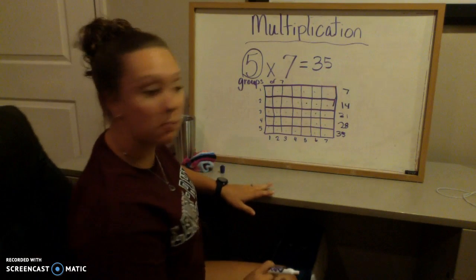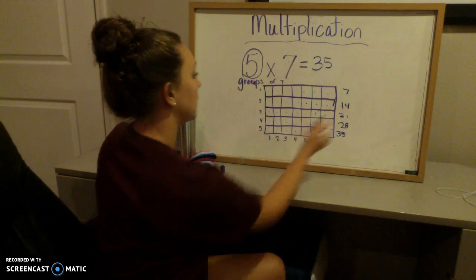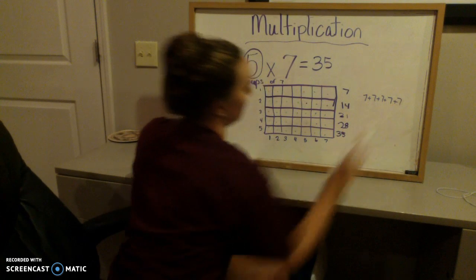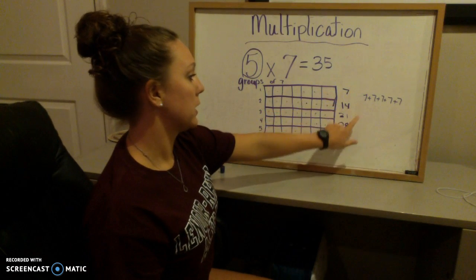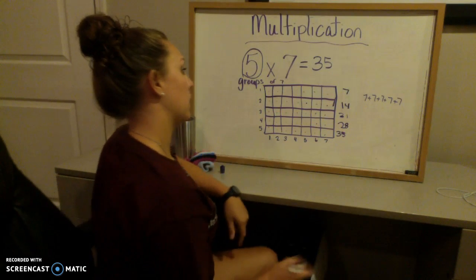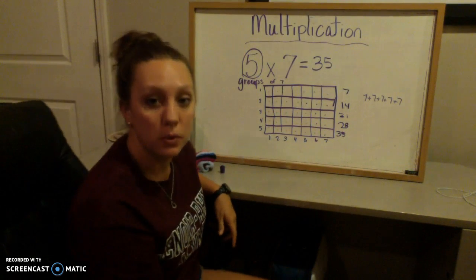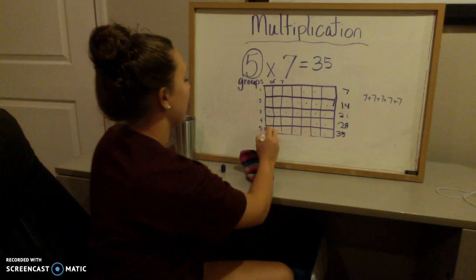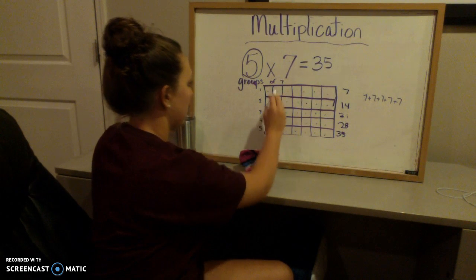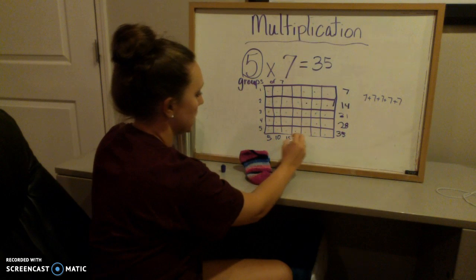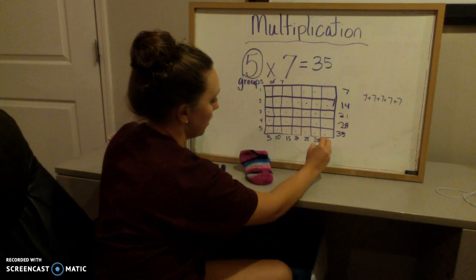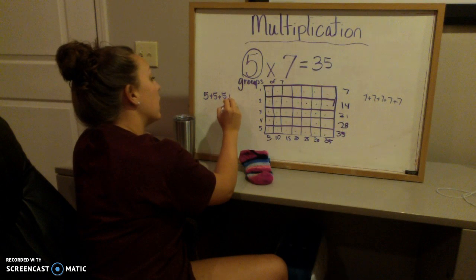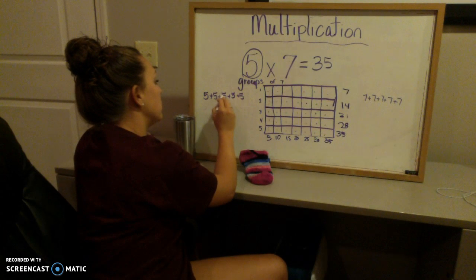Now I could represent that by doing it by 7s like we did. So 7 plus 7 plus 7 plus 7 plus 7. Okay, and we figured out 7, 14, 21, 28, 35. We could do it that way. We could do it by 5s, which may be a little bit easier. So we could count by 5s. 5, 10, 15, 20, 25, 30, 35. So I could also do that. So 5 plus 5 plus 5 plus 5 plus 5.